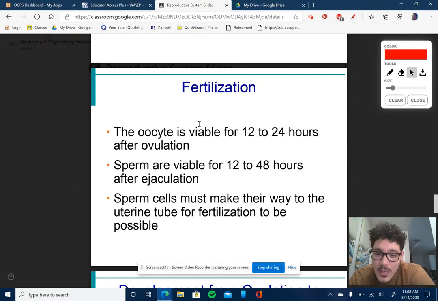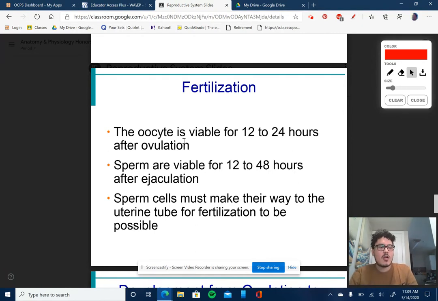Fertilization on a literal aspect is when the sperm fuses with the egg. So that's the exact process that has to happen. Now, obviously, getting there can be challenging, and this is what we see here. The oocyte, or the ova or the egg, is viable for 12 to 24 hours after ovulation. So, AKA, your best window of time for the sperm to fuse with the egg is anywhere from 12 to 24 hours after it has been released from the ova.